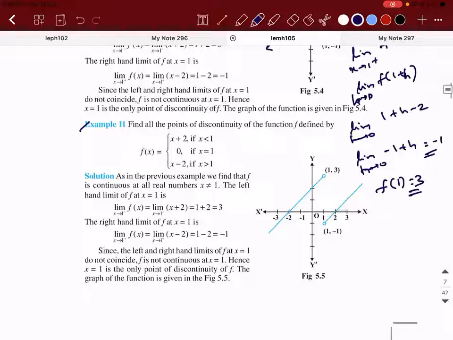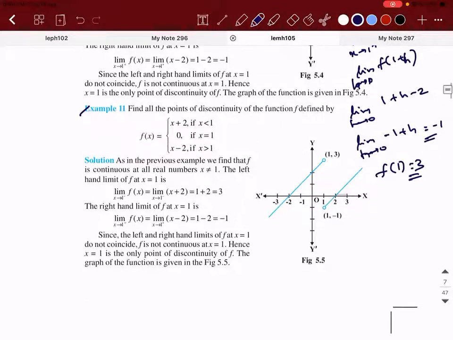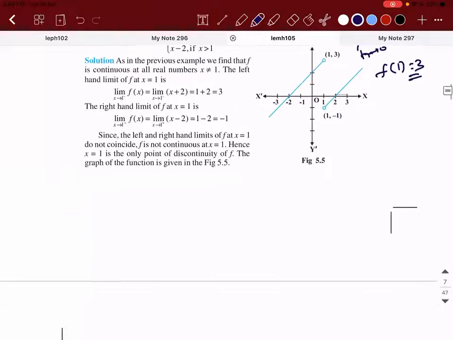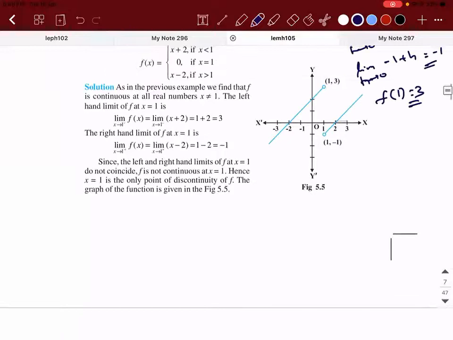Clear, guys? So is it continuous or discontinuous? Discontinuous. Generally, if you substitute the value itself, you will understand for a polynomial. One limit will give you 3, one will give you -1, and the function value is 0. So it is neither left continuous nor right continuous. That is why, if you see the graph, there are 2 open circles. Correct?